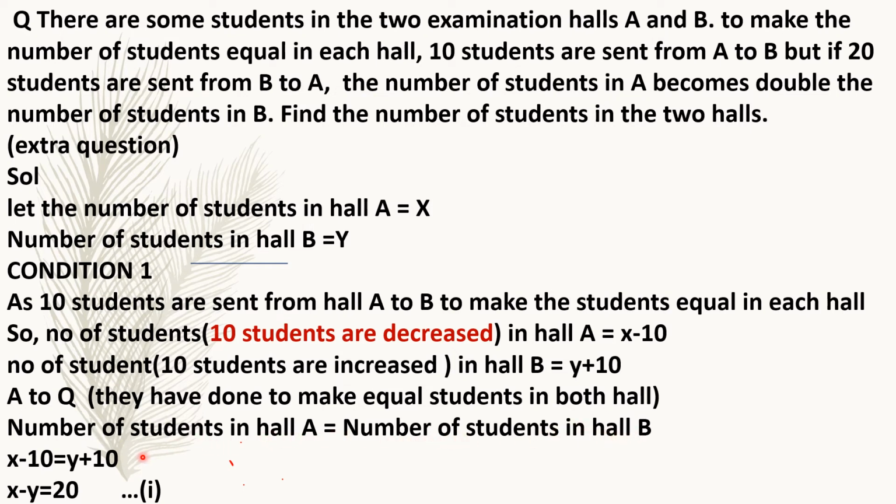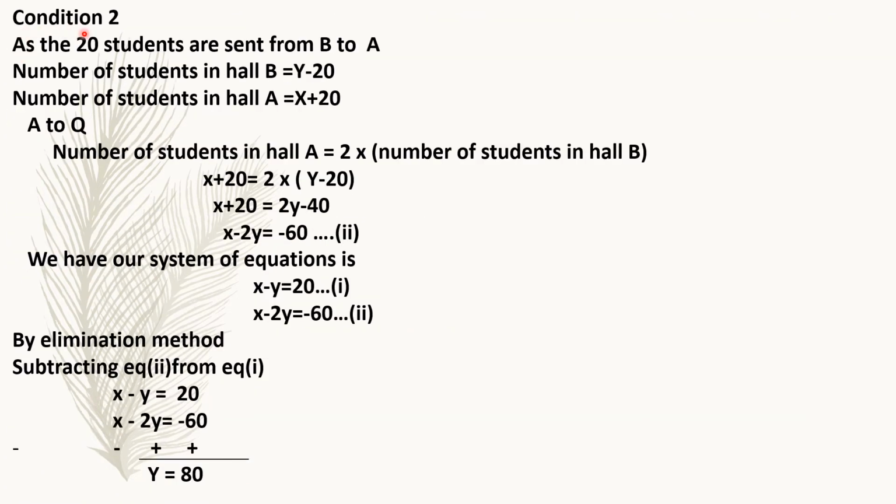So algebraically we write x minus 10 equals y plus 10, and on solving we get x minus y equals 20, and we consider it as equation number first. So let us come to our condition number 2.